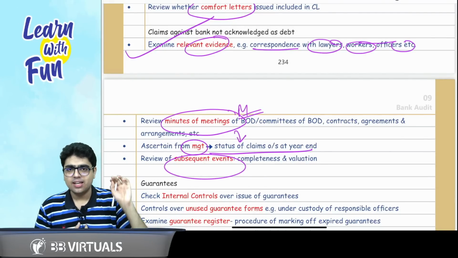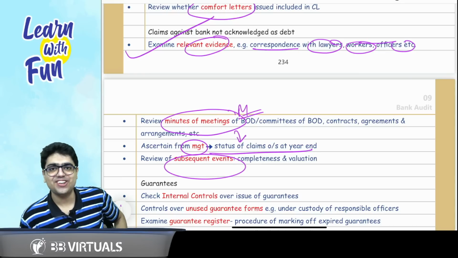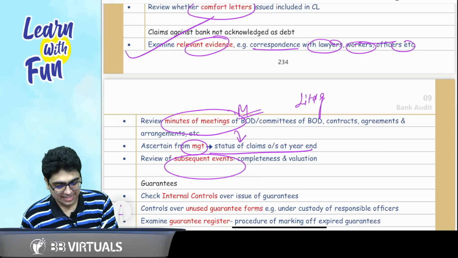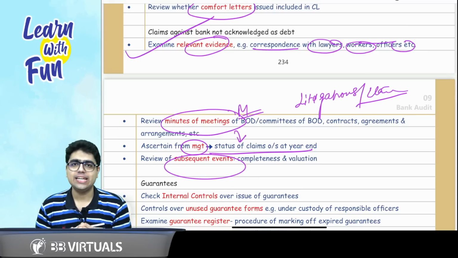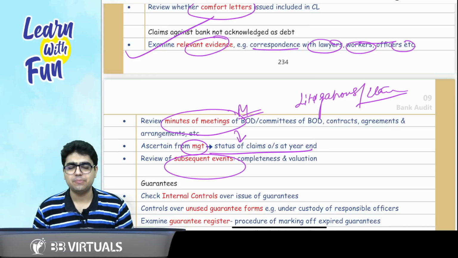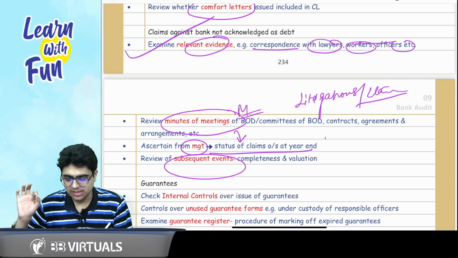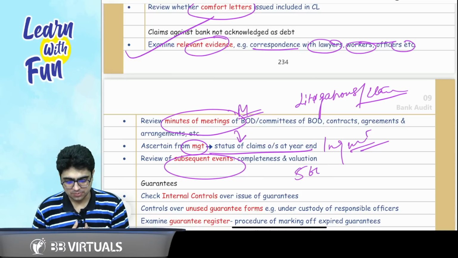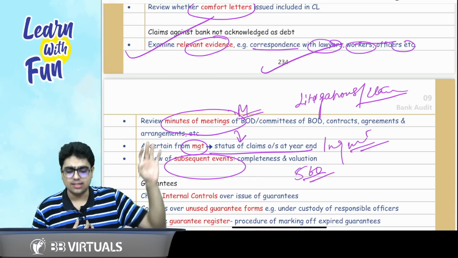Very good, Sanya. This is giving a feeling of SA 501. Very good. Litigations and claims. In litigations and claims also, we read the minutes of the meeting. We inquire from the management. This is the same thing. Inquiry from the management. Then you see SA 560, subsequent events and relevant evidence. These are the four points.